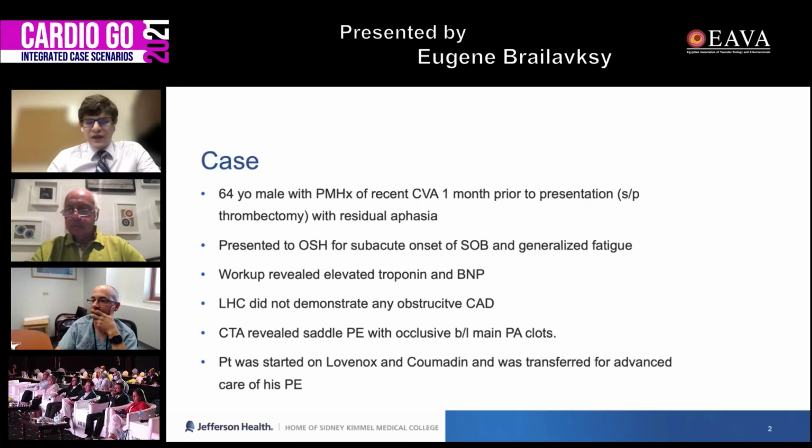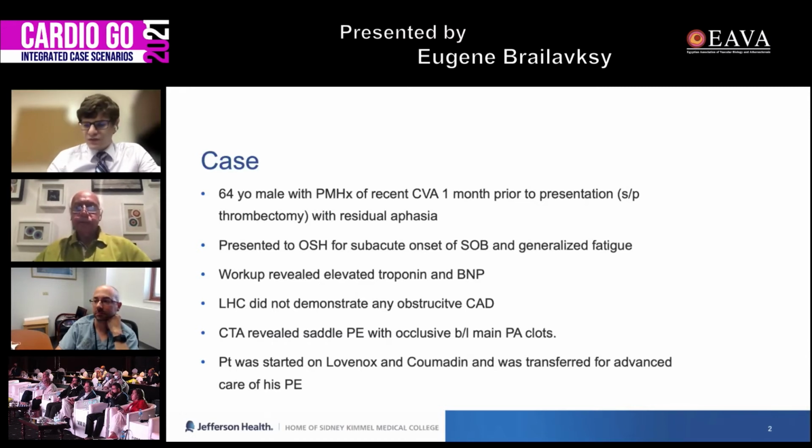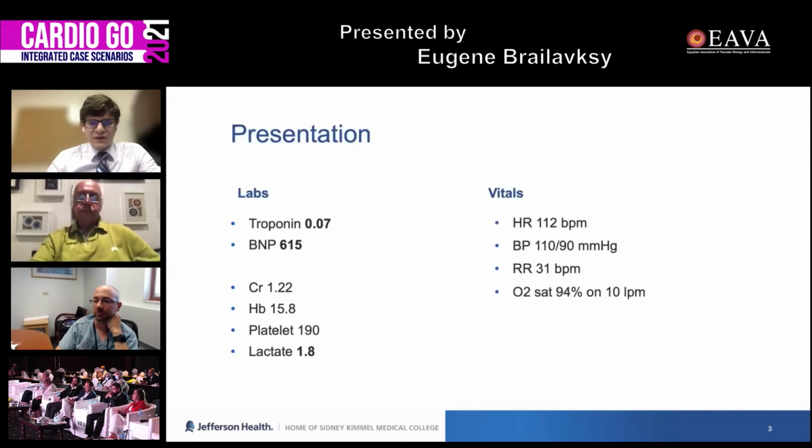They did a left heart cath as they thought there was an acute coronary syndrome. It didn't show any obstructive disease. He then underwent CT angiography that revealed a saddle pulmonary embolism and occlusive bilateral main PA clots, and then he was transferred to our facility for further care, for possible advanced care.